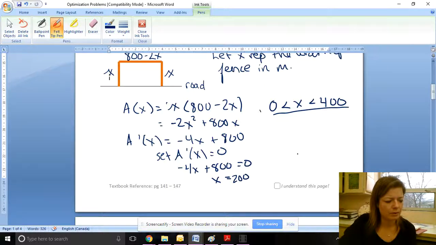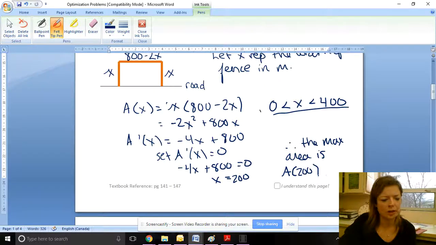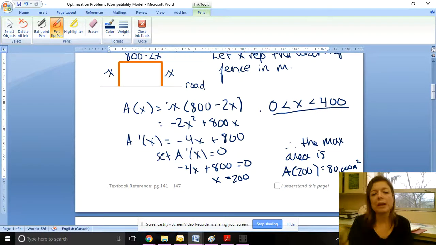Okay, so therefore the max area is area at, because it says determine the maximum area. So we have to find the area at 200. You put that in and you get 80,000 square meters. Okay, why does this work?